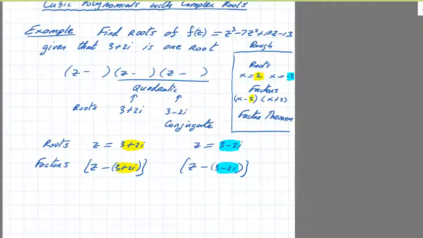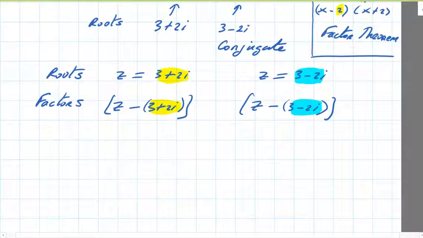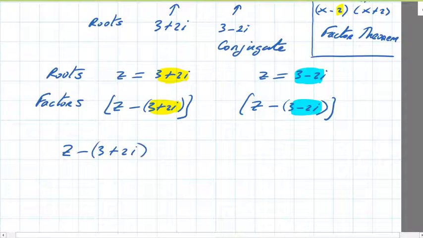Now, when you multiply these two factors together, you get a quadratic, which is part of the overall cubic. Then there's just one more factor to work out after that. So let's just work out the quadratic part now by multiplying these two factors together. So we have z minus 3 plus 2i multiplied by z minus 3 minus 2i.